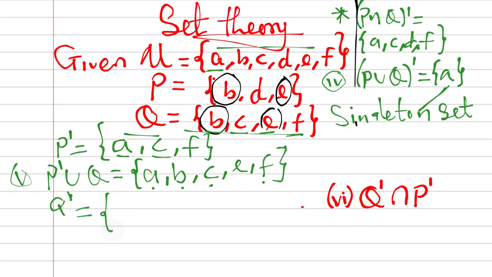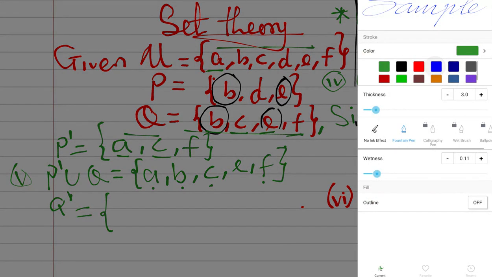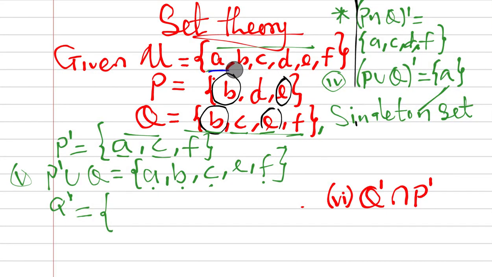What would that be? Elements that are in the universal set but not in Q. Are you seeing that? Elements that are here but not here. So what would that be? It will be A, comma. B is here, B is here, so I will not write it.